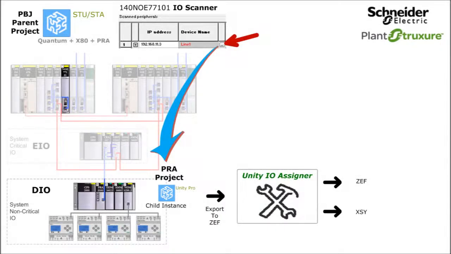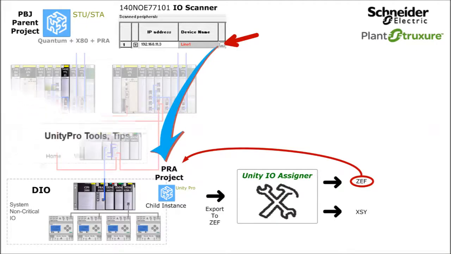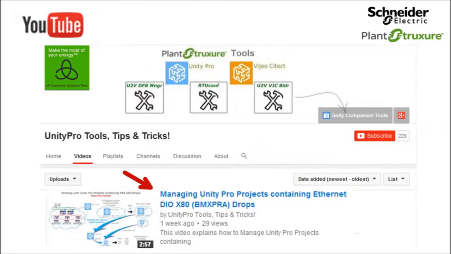The Unity IO assigner has created two Unity Pro export type files that will be used. The child Unity Pro instance DIO drop project is closed, and the Unity IO assigner produced ZEF file is opened. It is important to understand how to work with the child Unity Pro instances of BMX CRAs. To learn the details, see the video Managing Unity Pro Projects Containing Ethernet DIO X80 Drops.